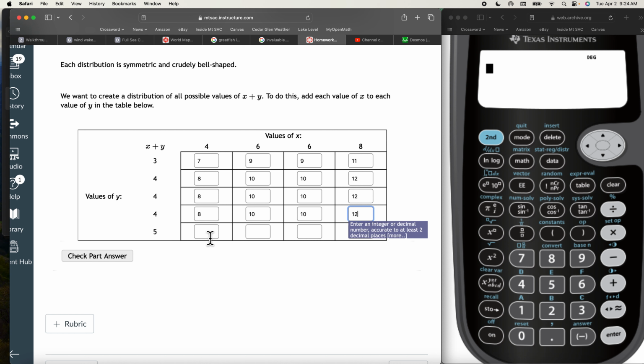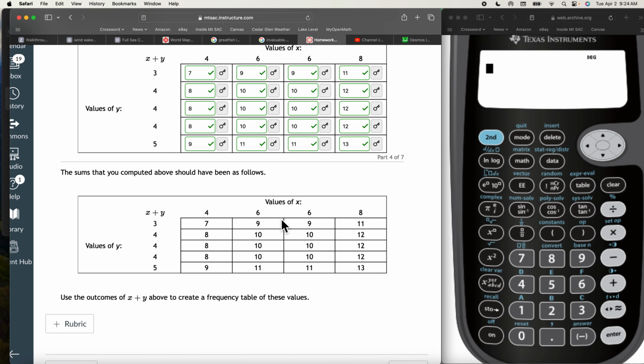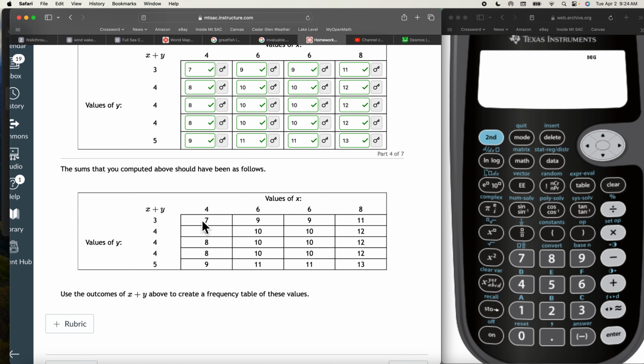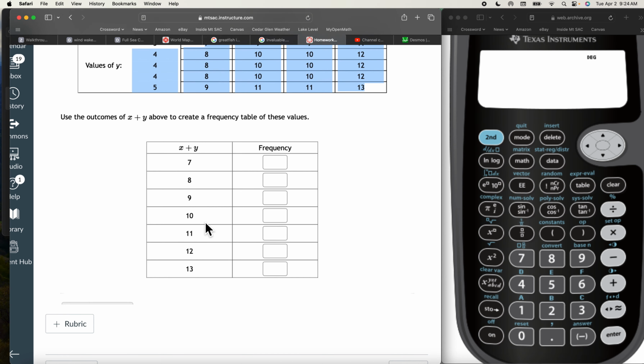And then the last row, we're adding 5 to every one of the X values. So 5 and 4 is 9. 5 and 6 is 11. And 5 plus 8 is 13. Okay, so those are the values. Should be okay. Let me see. Yeah, I'm just kind of double checking everything here. Now, I need to key in all these values into Desmos to get the new mean and variance. Actually, they want us to make a frequency table.